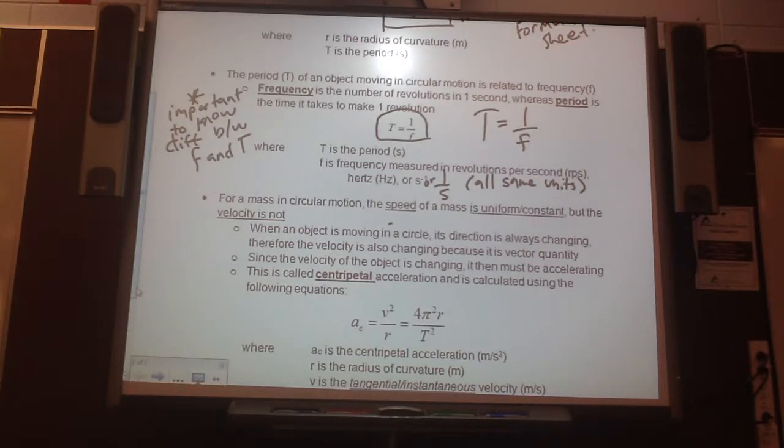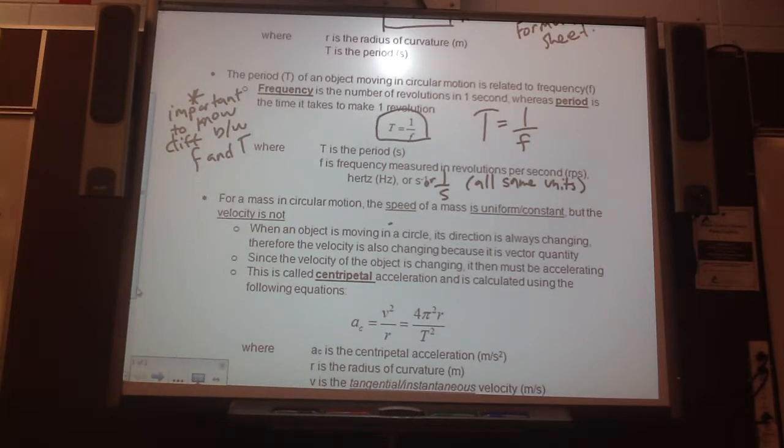So, if we think about something moving in circular motion, so for a mass in circular motion, the speed of the mass is uniform or constant, but the velocity is not. Let's assume that I'm spinning this at a constant speed, that just the way that my hand is moving is going constant. So this is staying the same speed, but velocity references direction. Is this going in the same direction? No. It's changing direction constantly, right? If I was to plot this direction, it's going this way, and then this way, and then this way, then this way, okay? It's always moving. So our actual velocity is always moving, even though the speed stays the same.